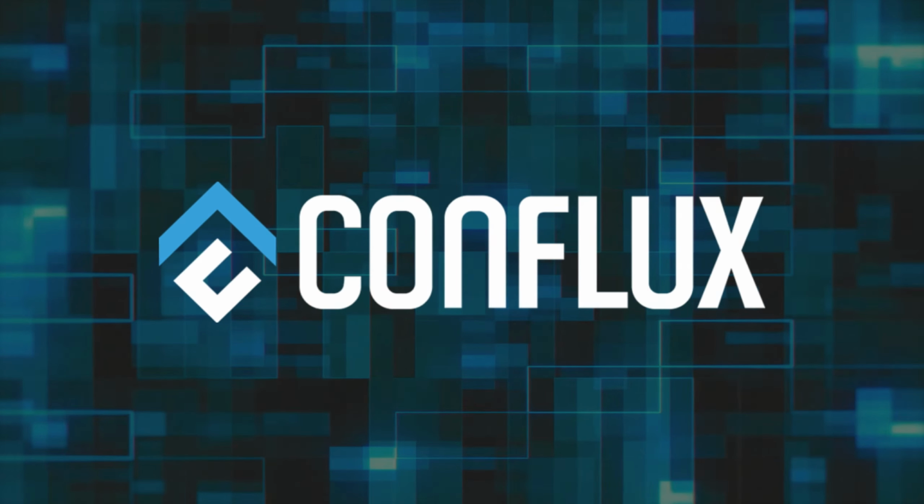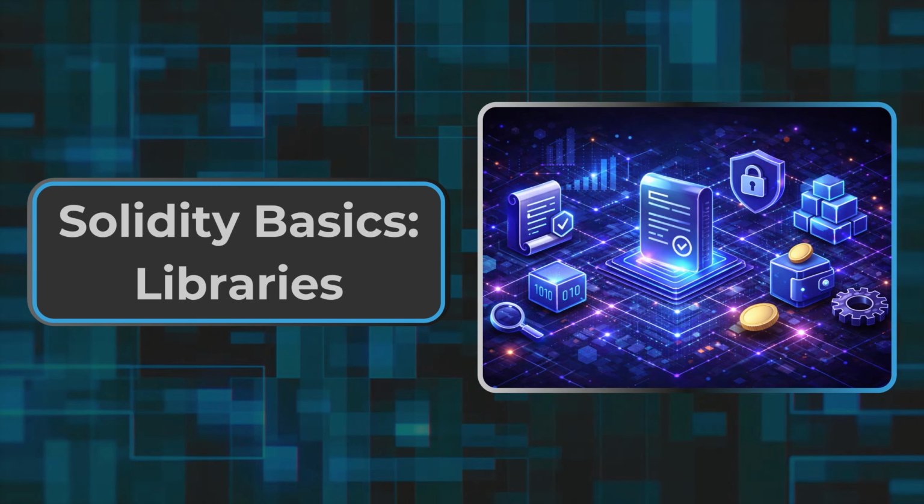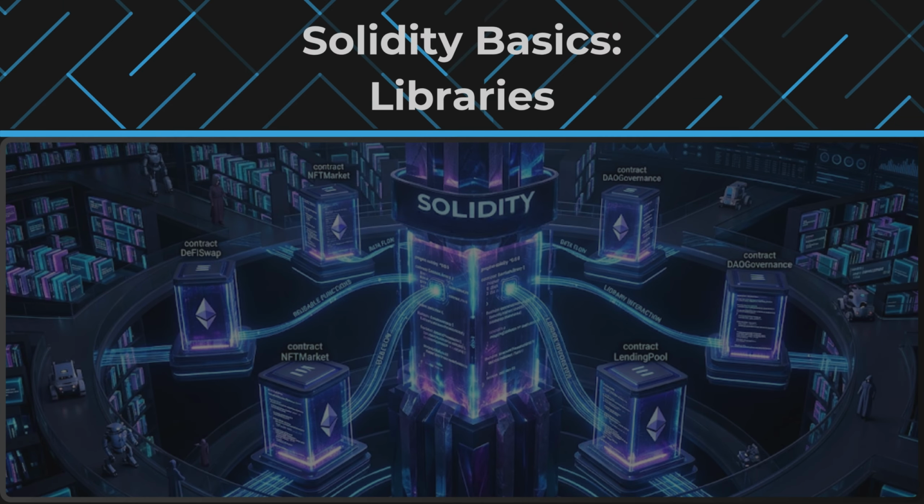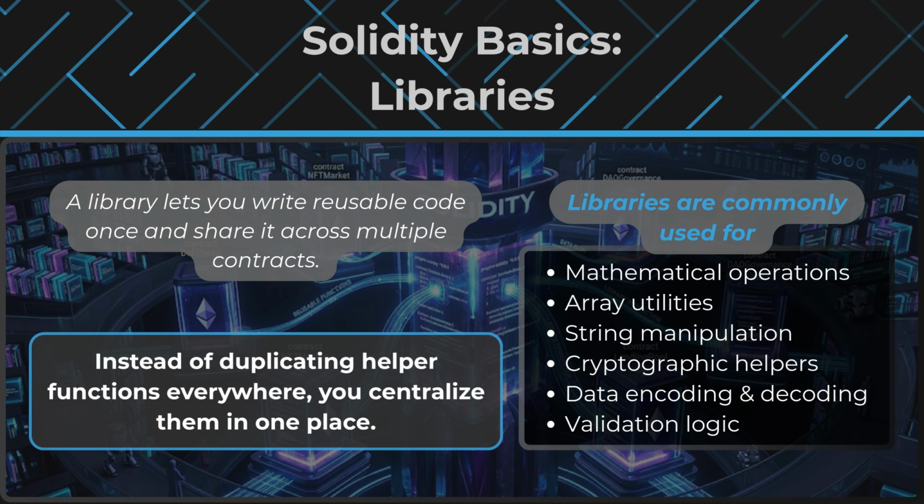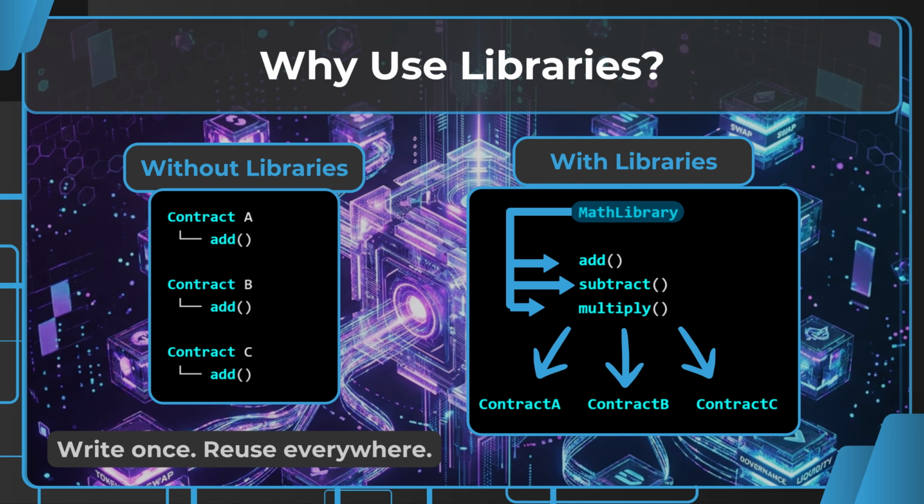In this video, we're going to talk about libraries in Solidity. Have you ever copied the same helper function into multiple contracts? If so, that's exactly what libraries are for. A library lets you write reusable code once and share it across many contracts. Instead of duplicating utility logic, you keep it in one place and reuse it wherever you need it. As projects grow, libraries become one of the most important tools for writing modular and maintainable Solidity code.